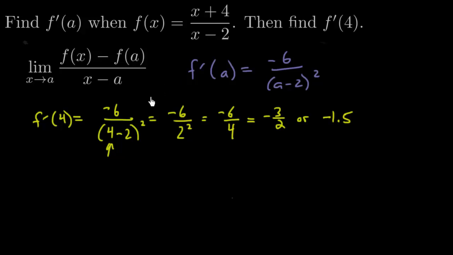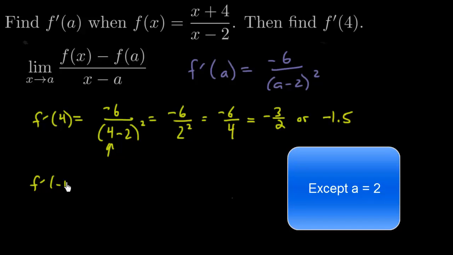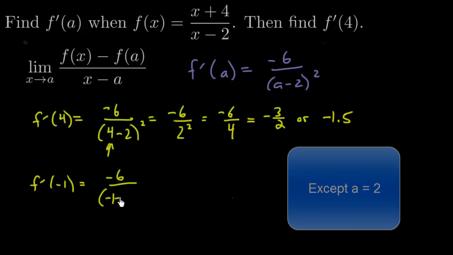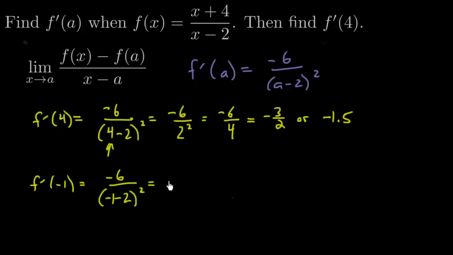Now I can do this for any a. If I wanted, I could do f prime of negative 1. So that's going to be negative 6 over (negative 1 minus 2) squared. Negative 6 over negative 3 squared. That's negative 6 over 9, which is negative 2/3.